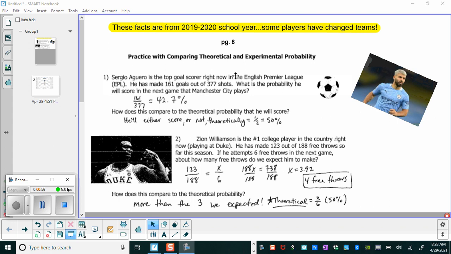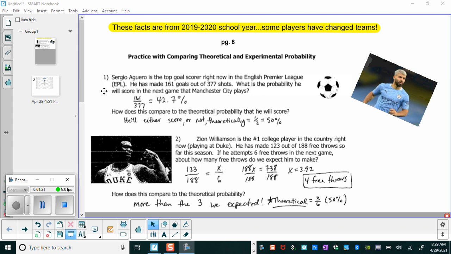English Premier League. And for those of you who play soccer, you know that making a goal in a game is actually a pretty big deal, and to be the top goal scorer is really impressive. So when we look here to see the probability that he's going to score in his next game, that's kind of the same as basketball with the free throws, where you just look at the data and say, okay, that's the percent shooter that he is.